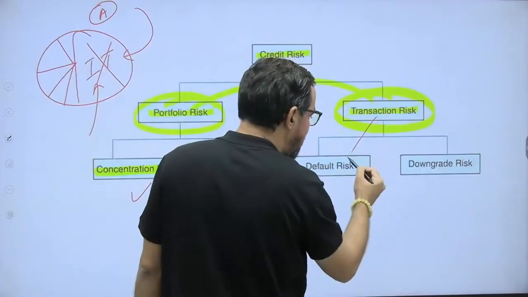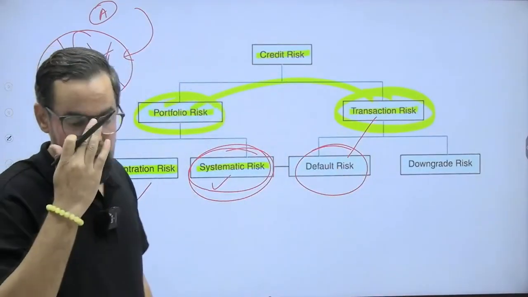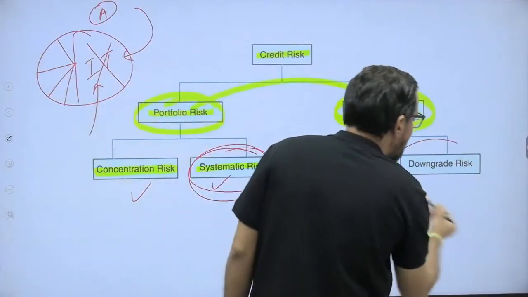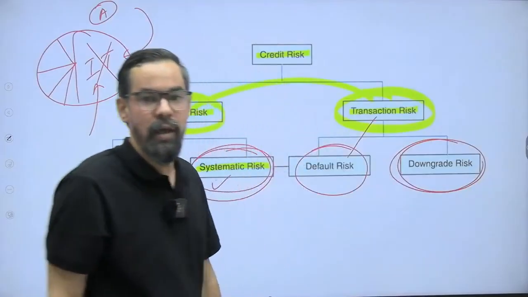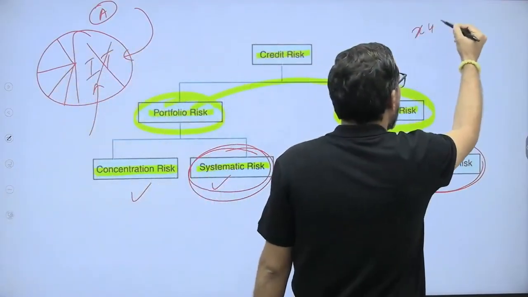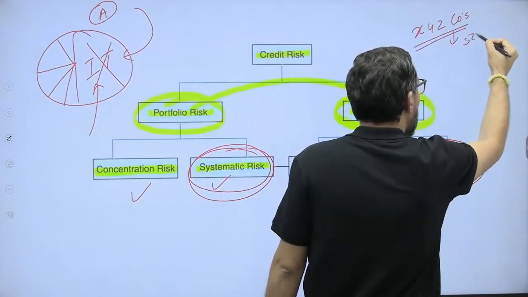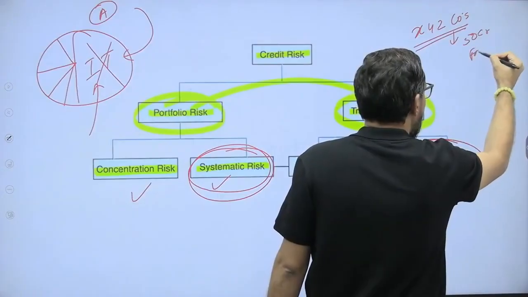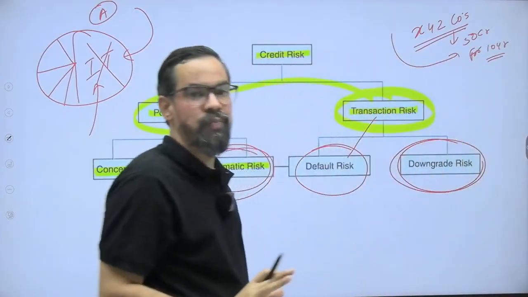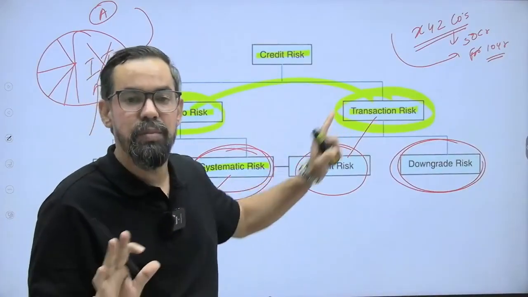On the transaction side, we have default risk, obligor risk, insolvency, where the borrowers won't be able to meet their requirements, and downgrade risk. When it comes to downgrade risk, it has happened with so many portfolios. Let's say we have given a loan to XYZ company, 50 crore rupees for 10 years. The tenure of this loan is 10 years. At the time when we sanctioned this loan, the creditworthiness or the overall credit rating of this company was very good.